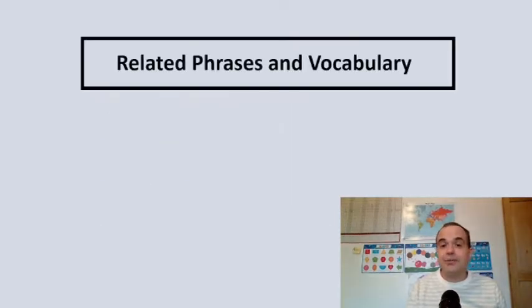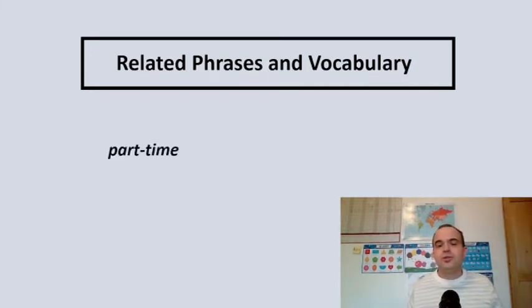Related phrases and vocabulary. Increase what you're teaching them. Give them more ammunition, if you like, to load into the sentence gun. What a horrible analogy. Anyway, let's carry on.